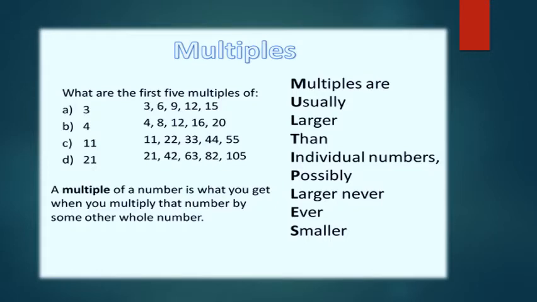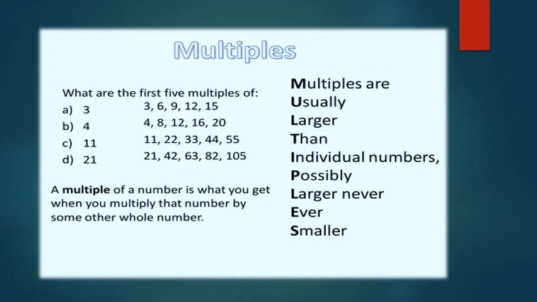Here I have an acronym of the word multiples. Multiples are usually larger than individual numbers, which is true. Possibly larger, but never ever smaller. Let's look at what are the first 5 multiples of the following numbers.